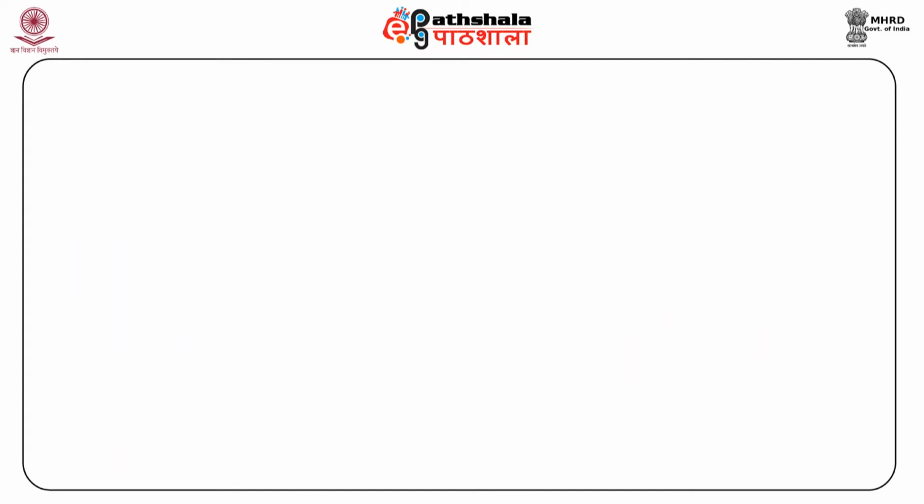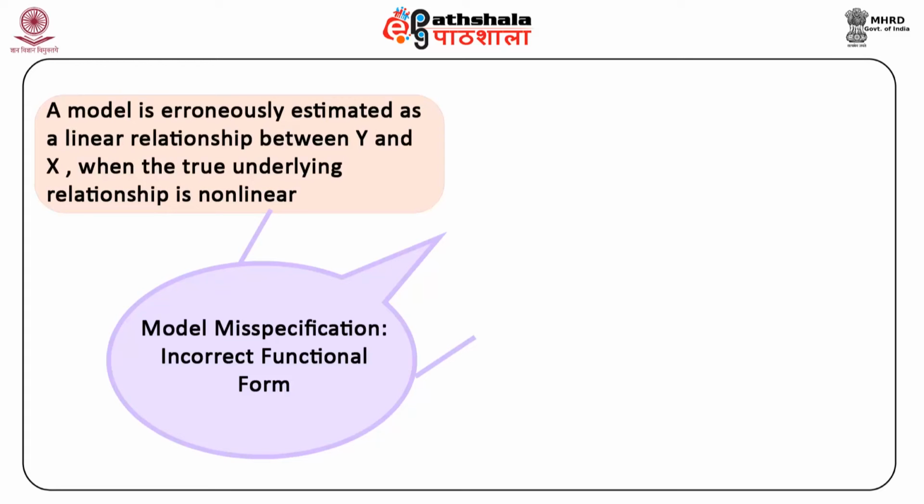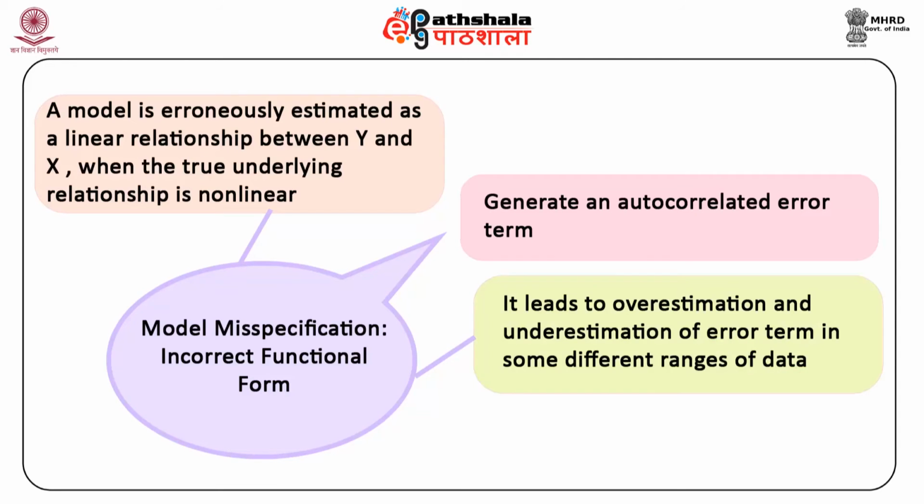Moving on to the second cause, which is model misspecification, that is, an incorrect functional form. Sometimes a model is erroneously estimated as a linear relationship between y and x when the true underlying relationship is nonlinear. This is likely to generate an autocorrelated error term, because it leads to overestimation and underestimation of the error term in different ranges of data.